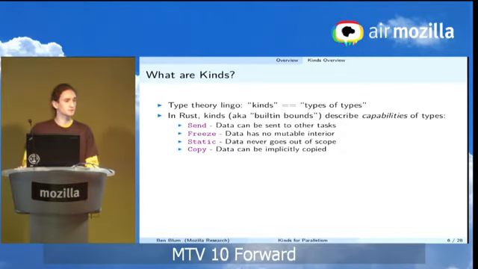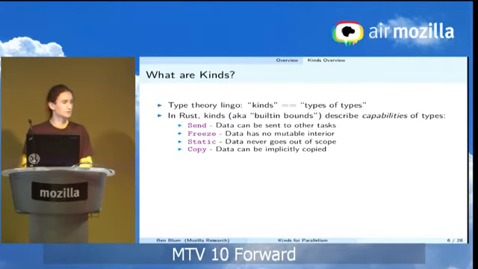There's the static kind, which is reasoning about the lifetime of certain data, meaning that it will never go out of scope. For example, a pointer to something that lives on a stack frame or a garbage collected pointer doesn't fulfill the static lifetime. Only sort of global constant values can fulfill the static lifetime.